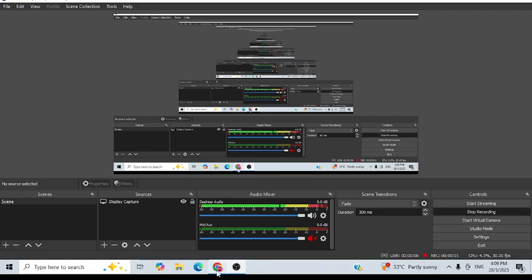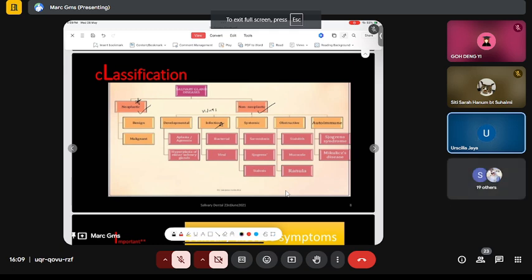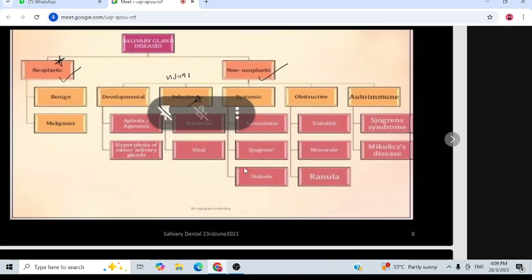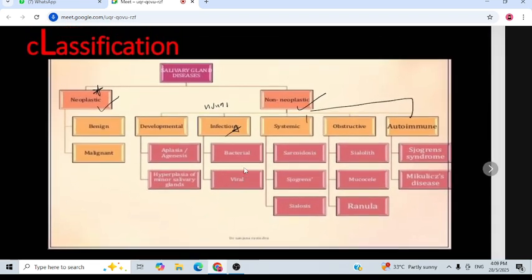When they come with parotitis, pictures of pain and fever, that will be your bacterial or viral. The systemic and autoimmune overlaps with Sjogren's syndrome, and your obstructive. Always remember, obstructive causes recurrent parotitis. That means your duct is obstructed.